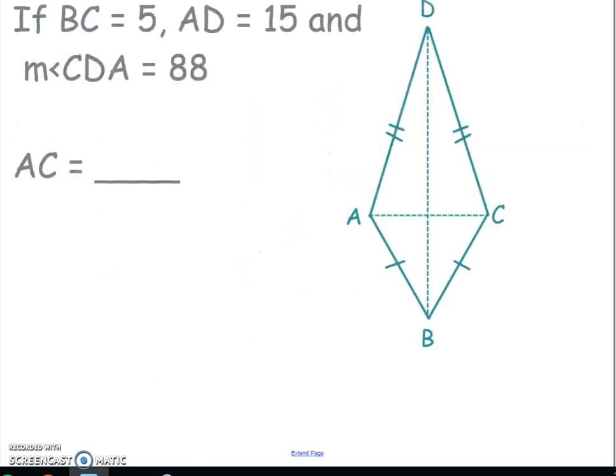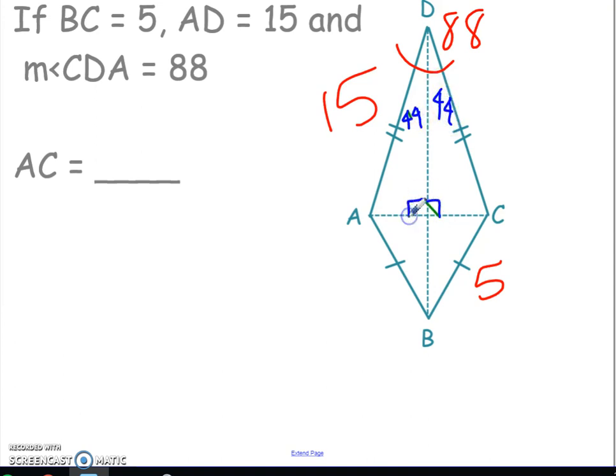All right, moving on to number 4. We have BC is 5, AD is 15, and then CDA, this whole angle is 88. So if the whole angle is 88, then we have a 44 and a 44. These are right angles. And I'm looking for AC.